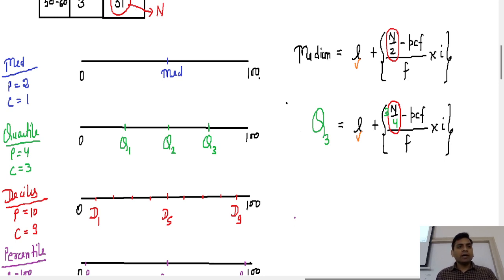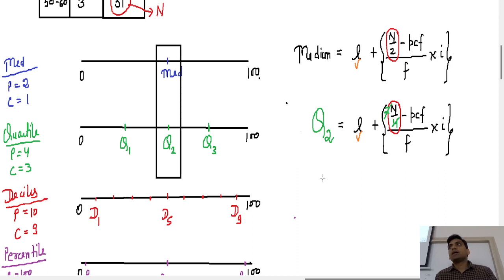Now we will learn one more thing here. If we put 2 for second quartile, you can cancel out this 4 by this 2. Now this term is n upon 2. Is it clear? So n upon 2 means median. This means this second quartile equals median. Any doubt? So second quartile we can also write as median. Done? Okay.